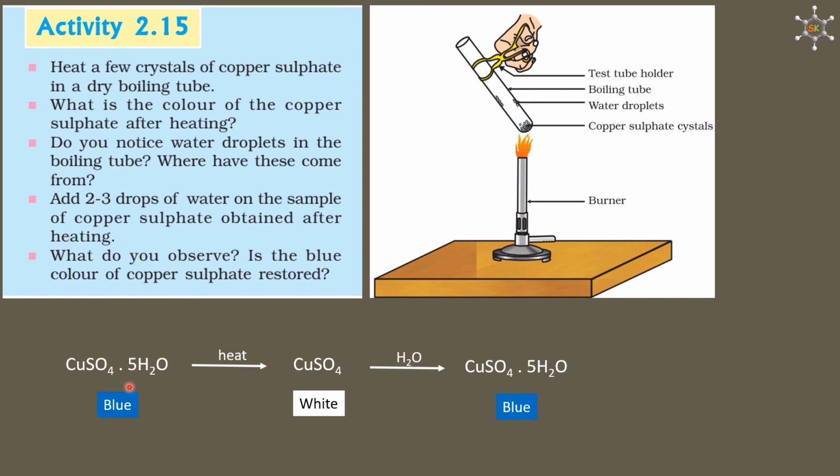Here, before heating, copper sulfate is blue in color and the formula of the salt is CuSO4.5H2O. When we heat it, these 5 water molecules escape and deposit on the walls of the test tube. Then we get just CuSO4, that is white in color. This can be called anhydrous copper sulfate. Again, when we add few droplets of water to this anhydrous copper sulfate, we get back the blue color, indicating CuSO4 pentahydrate is again formed.